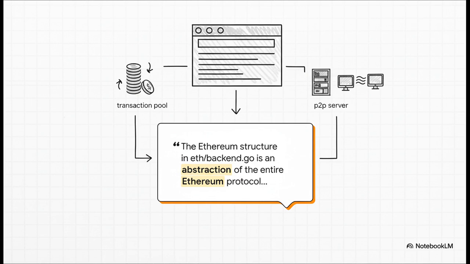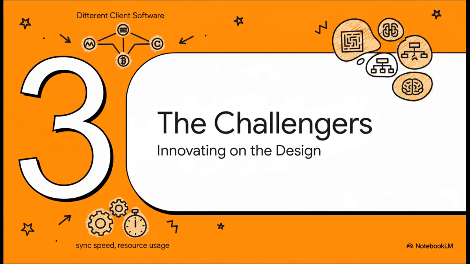Super cool stuff. But, of course, Geth isn't the whole story. As Ethereum got bigger, the network started running into new problems, right? Things like how long it takes to sync a node, and how much disk space and RAM you needed. This is where the challengers come in, each one with a new philosophy for how to build a better client.